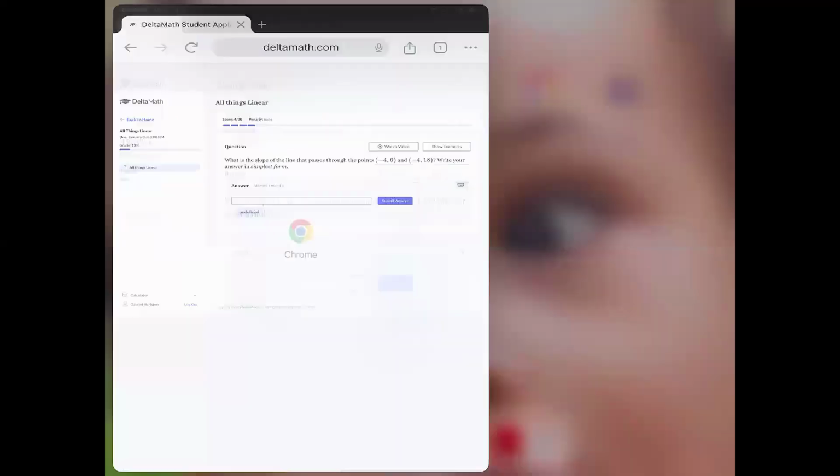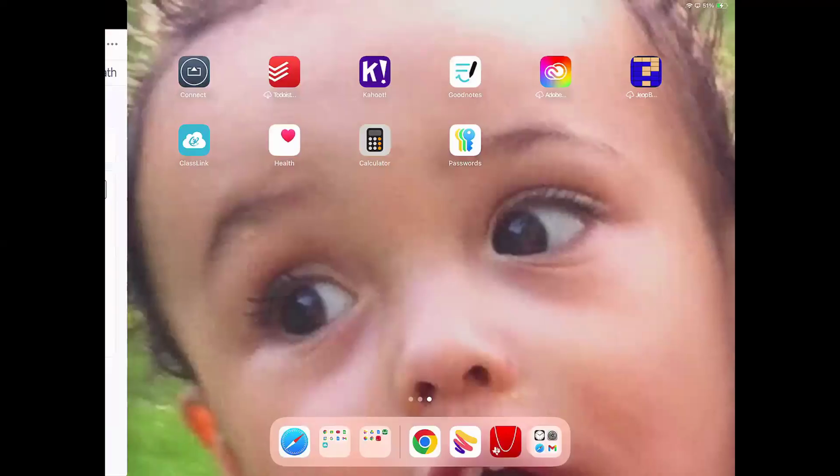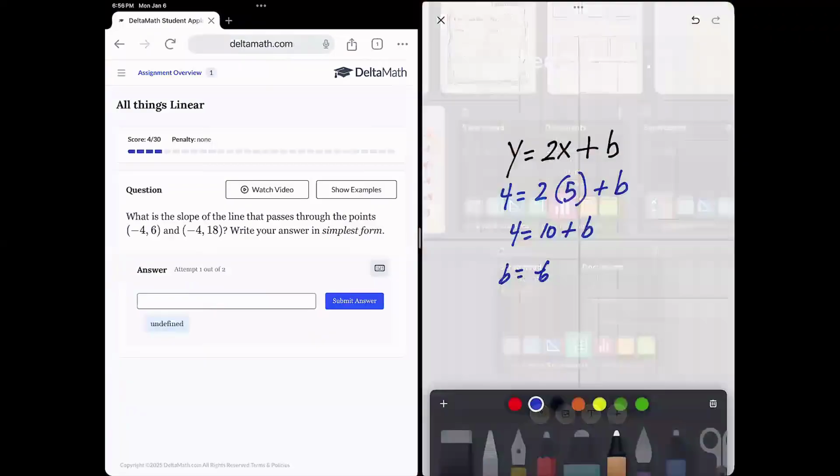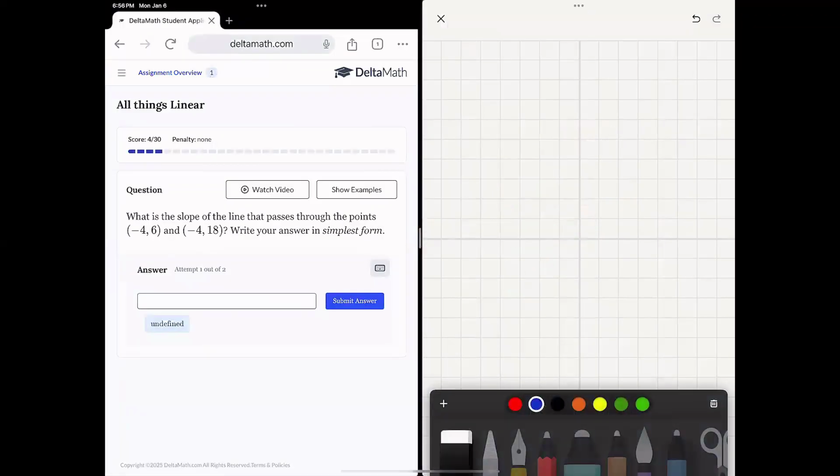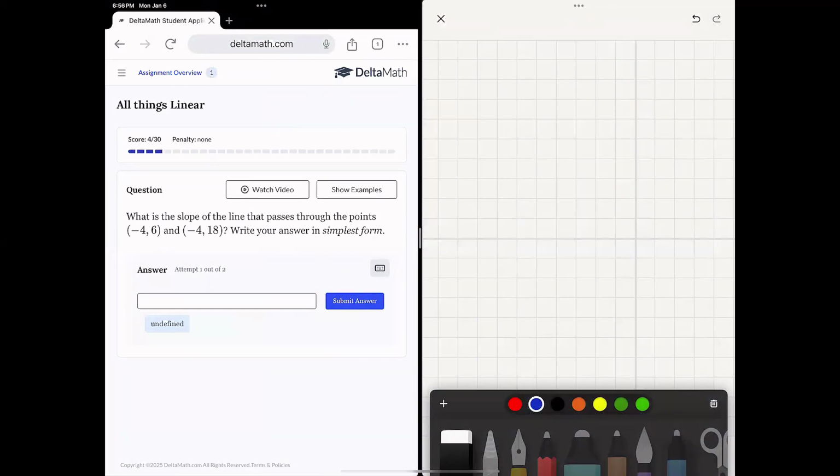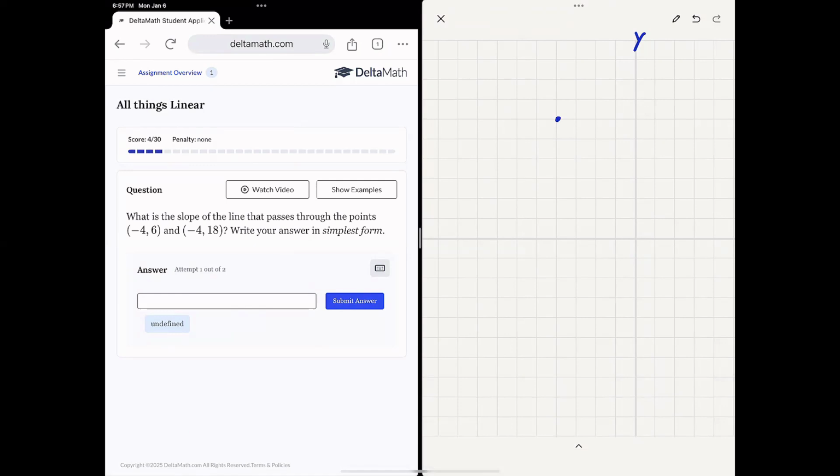I'm going to split view. I'm going to go get my graphing paper here. Let me get rid of this. So now we've got two things here. We have a negative 4, so this is the y-axis right here. We have a negative 4 and 6, so go 1, 2, 3, 4, 5, 6. And then we have a negative 4, 18. Now, our graph paper doesn't have 18, but I'm just going to put it up here. So we know it's going to be a negative 4 and then 18.